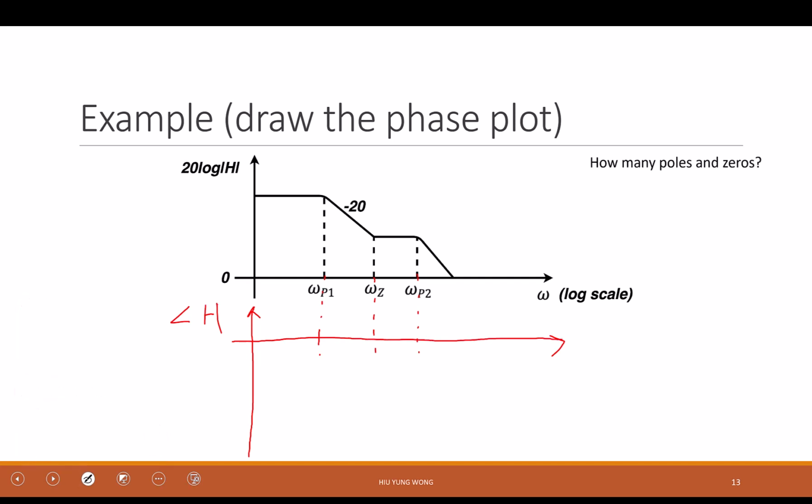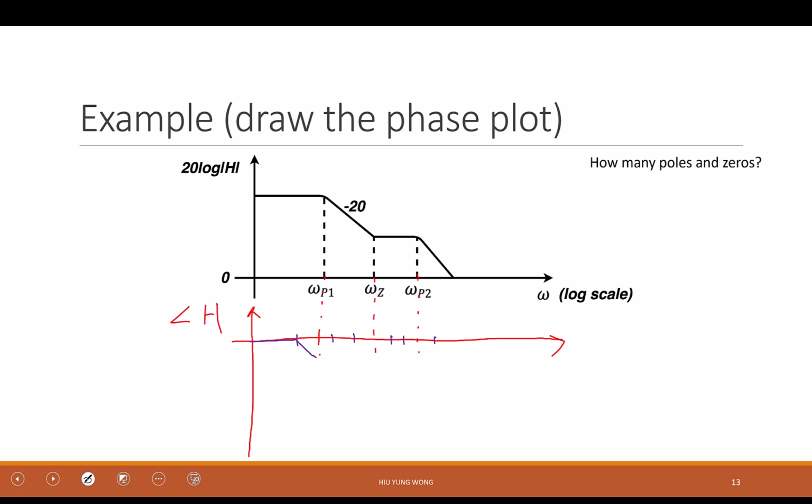Okay, so let's start. I already drew the dotted lines for omega p1, omega z, and omega p2, right? So I know that 1/10 and 10x of them are important. So I will start from here. I know this is a pole, so what will happen?